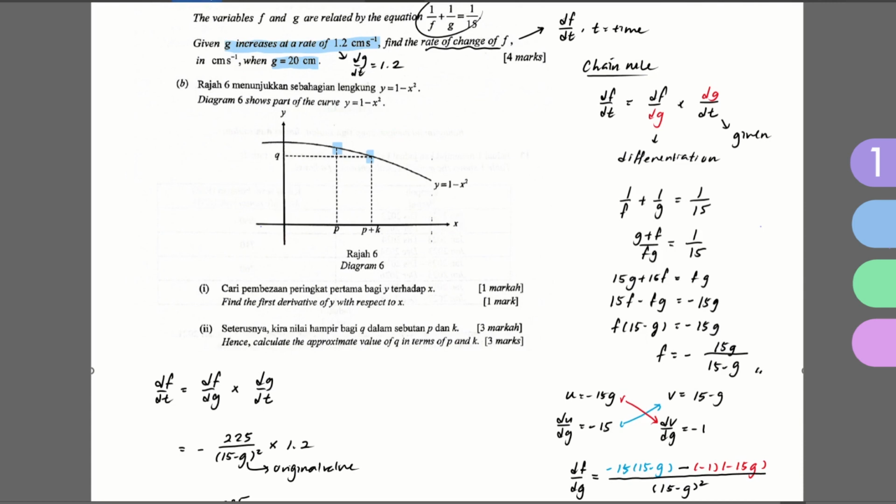So for the first point's y coordinate, we need to sub p into this equation. So we'll get p and 1 minus p squared. And the second coordinate would be p plus k, q. So by looking at part 1, we need to find the first derivative of y, which means it's the equation where we differentiate the first time, or dy over dx.